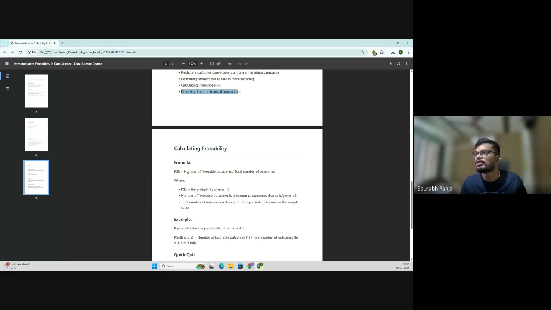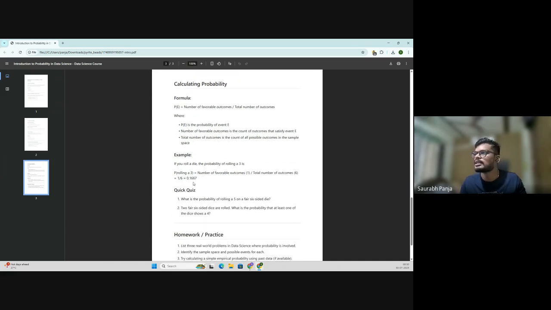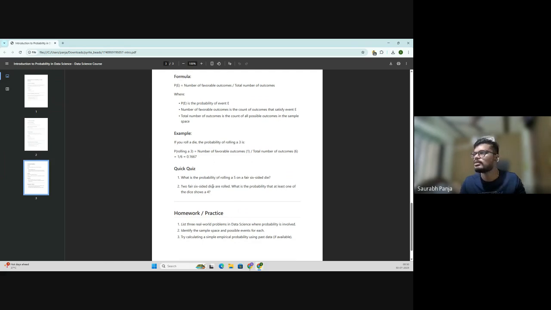Now, how do you calculate probability? Very simple formula: number of favorable outcomes divided by total number of outcomes. Okay, got it. I went through it again and again. And let's take an example. If you roll a die, the probability of rolling 3 is 1 by 6. Got it? Okay. Now, let's come to some questions.